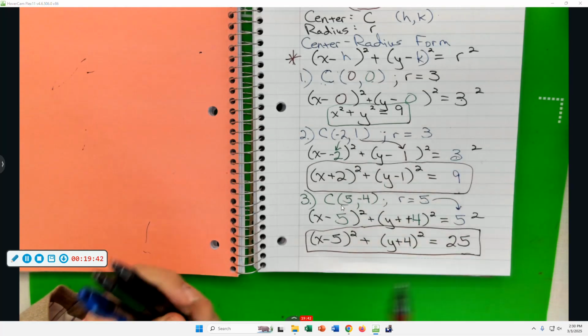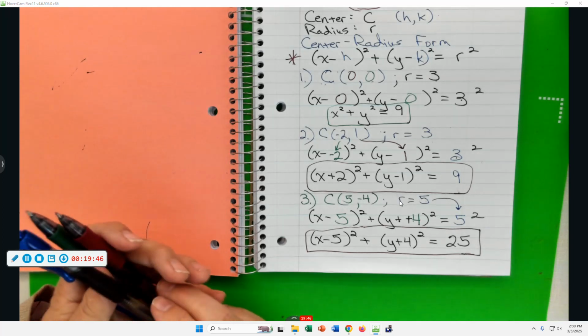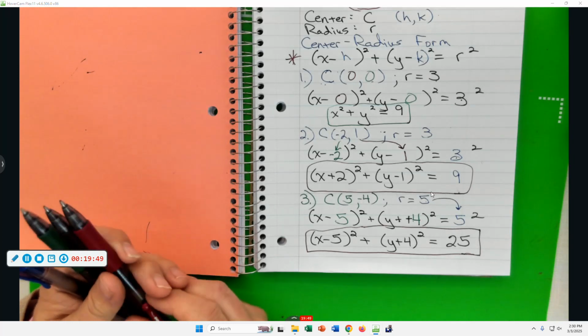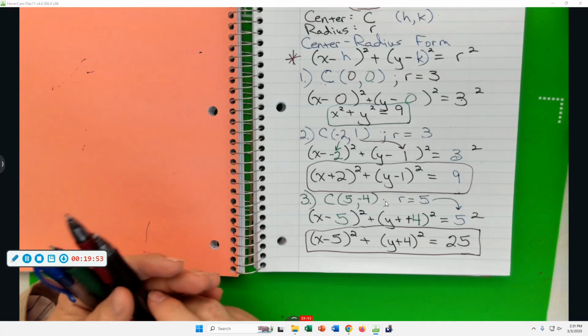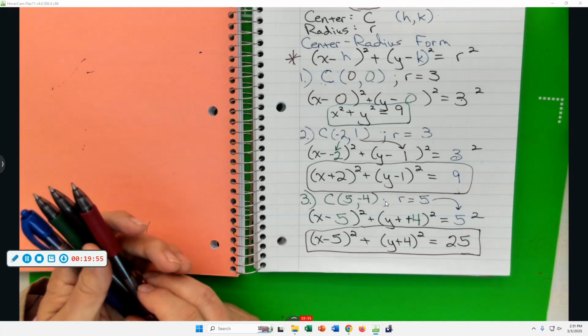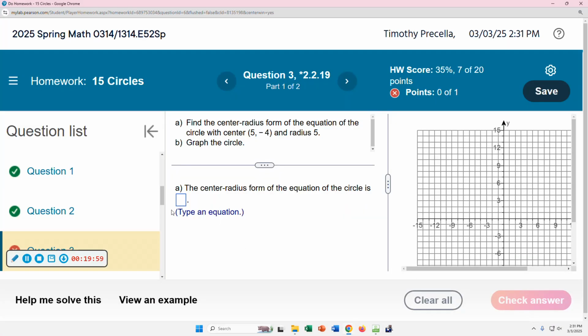Like on number 3, help me out. We're going to plot the center, and then we move how many units, either up, down, left, or right? 5. That's right. And as I do that, you're going to decide whether I move up, down, left, or right. It'll be up to you.